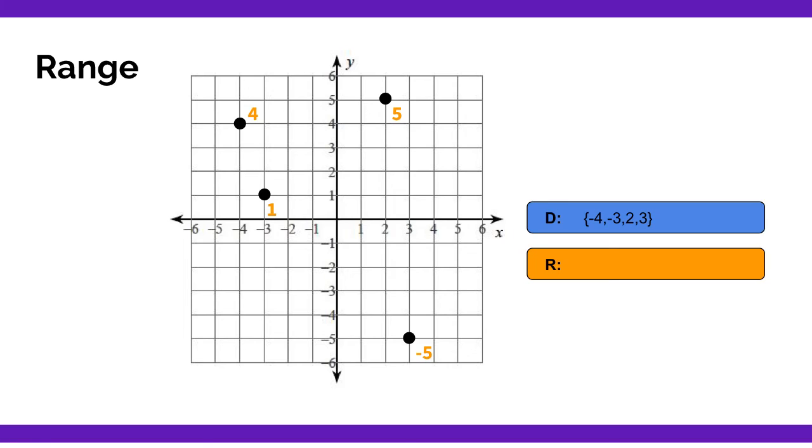For the range, I'm going to identify what the y values are. And then I'm just going to list those from lowest to highest. And again, I'm going to use curly brackets. So -5, 1, 4, 5.